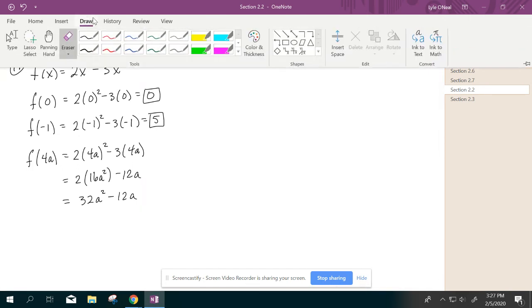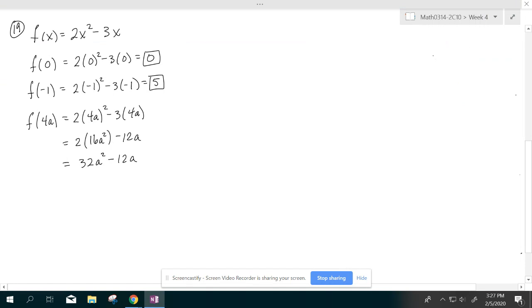And then at that point, can I combine 32a squared minus 12a? Can I go ahead and subtract those? Why not? Because it's not the same. Oh, they're not like terms. They don't have the same power. Yeah, so that's where we stop.